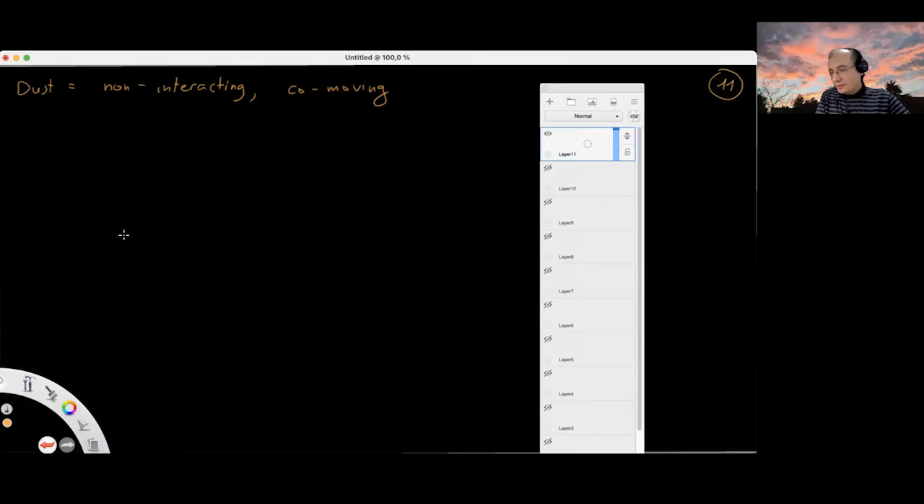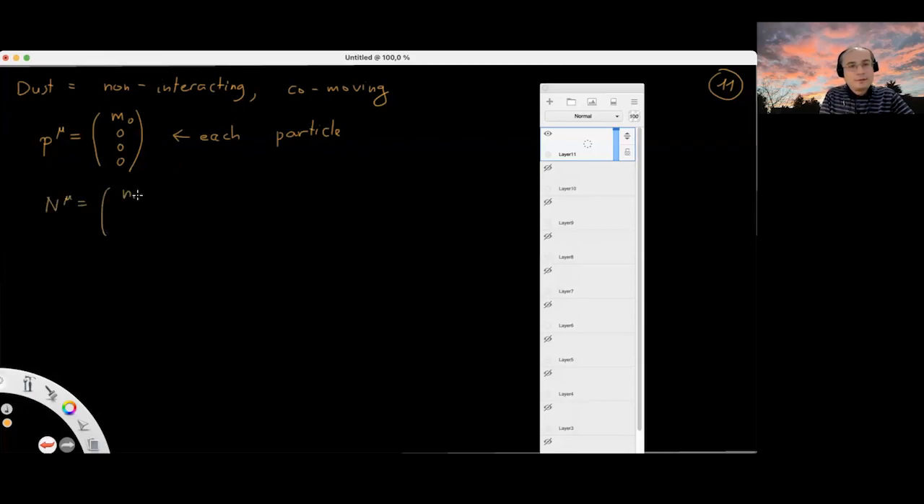What is the stress energy tensor in this case? So we assume that all particles have the same mass. So in our case, the four momentum for each particle is just (m₀, 0, 0, 0). And we have the particle density n. In that case, the energy density is, well, that's fairly obvious. It's n m₀, which is the mass and energy at the same time, because c is equal to 1, and that's it.